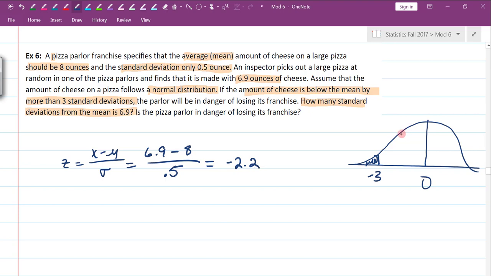So right over here is where the negative 2.2 is on our standardized scale. So how many standard deviations from the mean is 6.9? It is 2.2 standard deviations from the mean, okay? Once I standardized it, I find that the value 6.9 is 2.2 standard deviations below the mean. Am I in danger of losing a franchise? No, because my z-score was not below negative 3. I was not more than 3 standard deviations below the mean or the expected value.